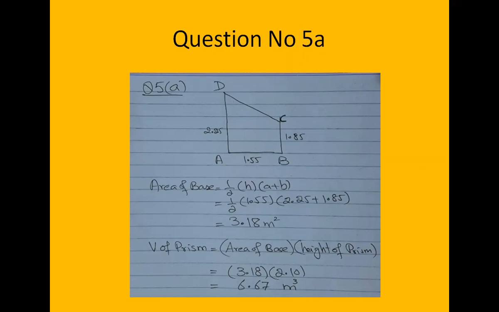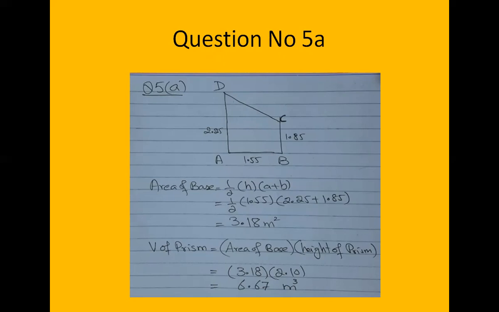So in your calculator, you will write 1 divided 2 multiply 1.55 multiply bracket start 2.25 plus 1.85 bracket close, equals to, and that will be 3.18 meters square. So that's the area of the base. The volume of the prism, the formula is area of the base multiply height of the prism.